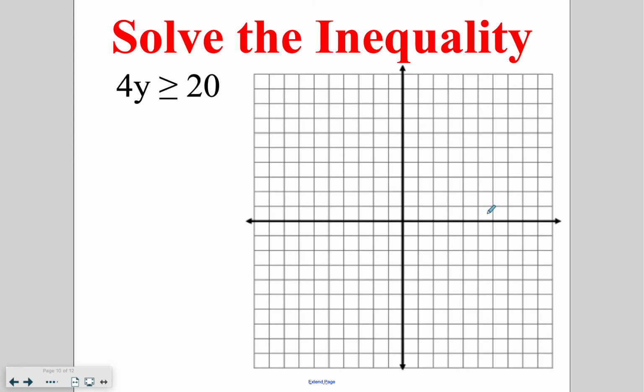Last example here. If you have a singular variable, we're still going to go about this the same way, but we have to graph our line a little bit differently. So you need to get your variable by itself. In this case, it's y. So I'm going to divide both sides by 4, giving me the statement that y is greater than or equal to 5.